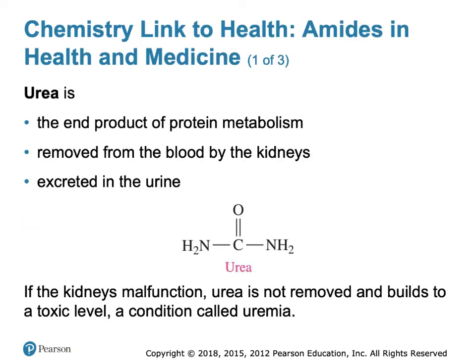Urea is the end product of protein metabolism or nitrogen metabolism in the body. It is removed from the blood by the kidneys, and it's excreted in the urine. You can see here, urea is an amide. If the kidneys malfunction, urea is not removed, and it builds up to toxic levels, creating a condition called uremia.